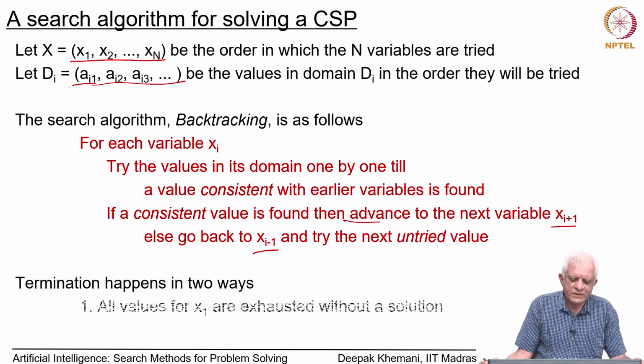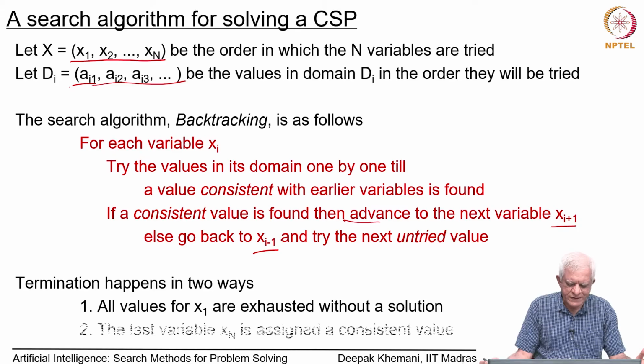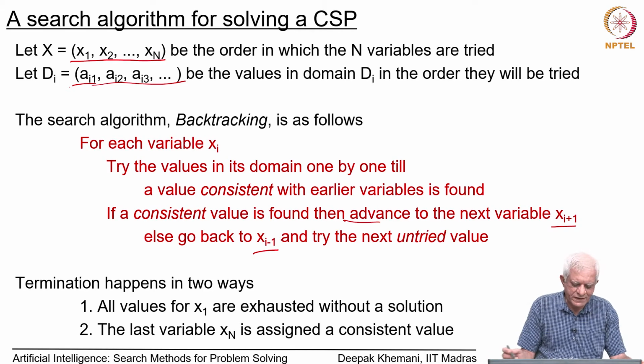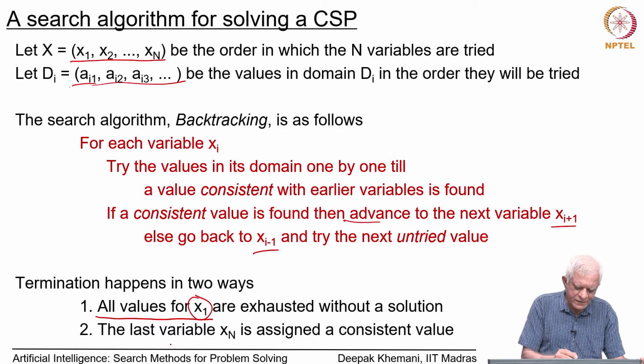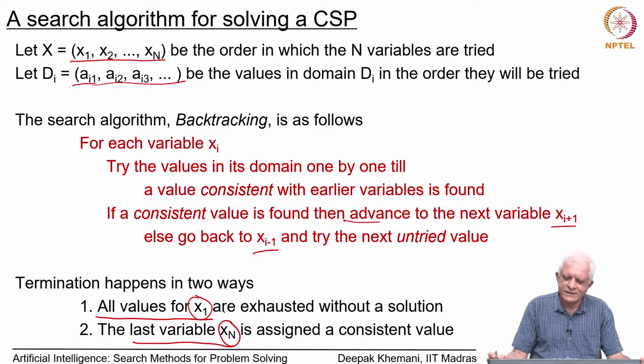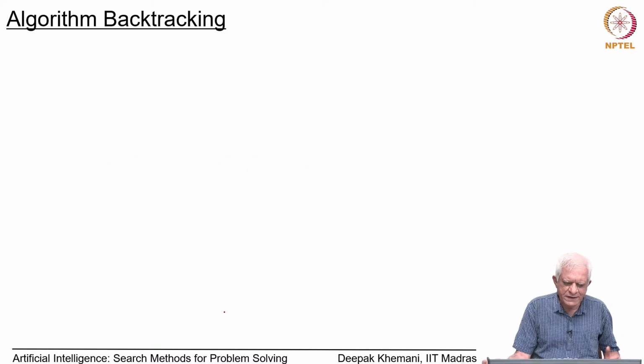Now, our algorithm will terminate in two ways. One is when it fails, and we will know that it has failed if all values for the first variable are exhausted without finding a solution. What is a solution? A solution is a consistent assignment for all the variables. So, if we keep backtracking and eventually exhaust all the values of the first variable x 1, that means there is nothing else left to try and we can report failure. The other condition is a success condition, and that happens when the last variable, x n, is assigned a consistent value; then we have a solution. So, that is the simple backtracking algorithm essentially.